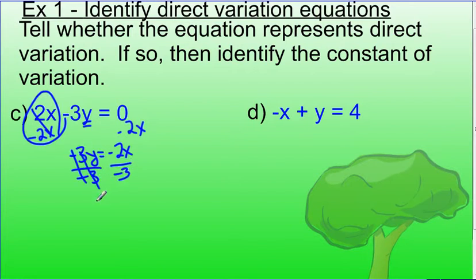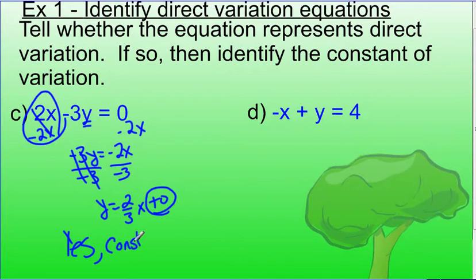These cancel. Y equals, this does not come out to a pretty number, so we're going to leave it as a fraction. But it's going to be a positive 2/3 x. And if you really want to add the plus 0, you can. So is this direct variation? Yes. It goes through the origin. The intercept is 0. And the constant of variation is the slope, and it's 2/3.